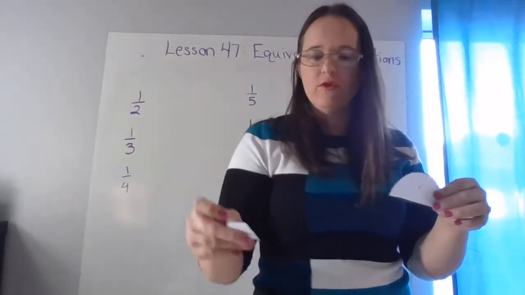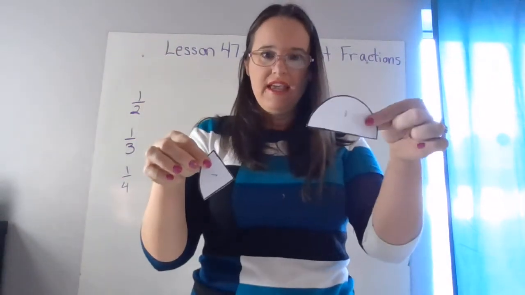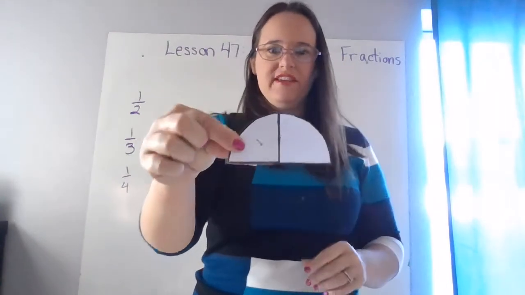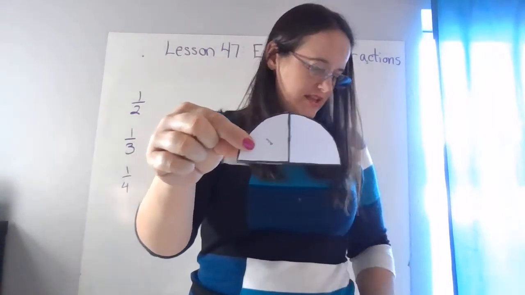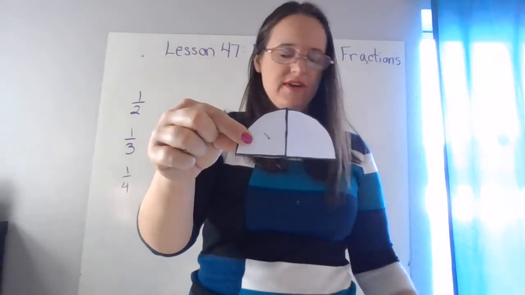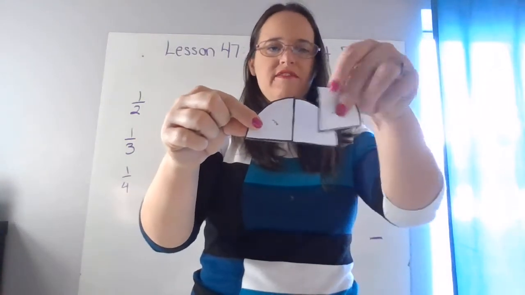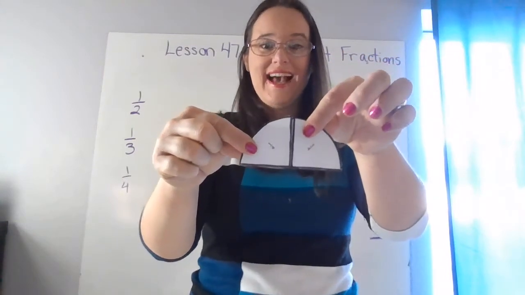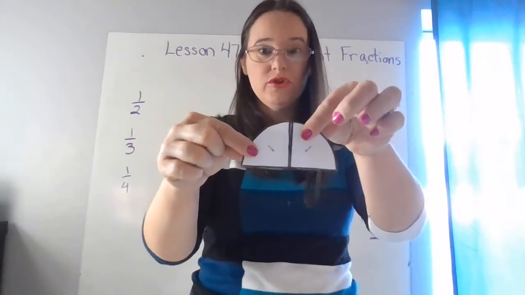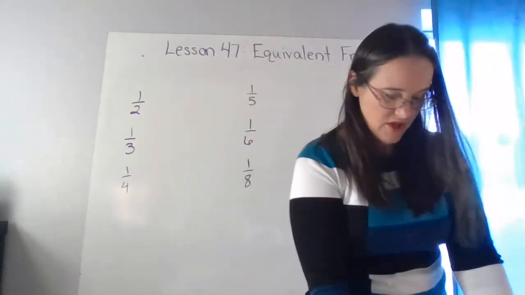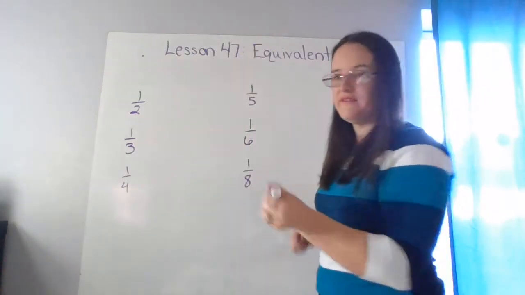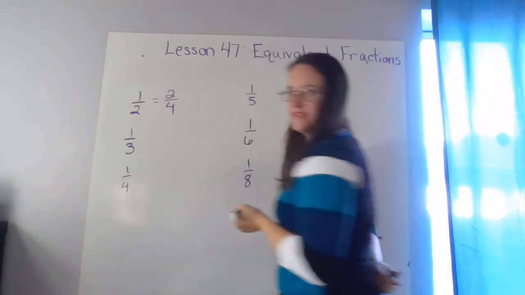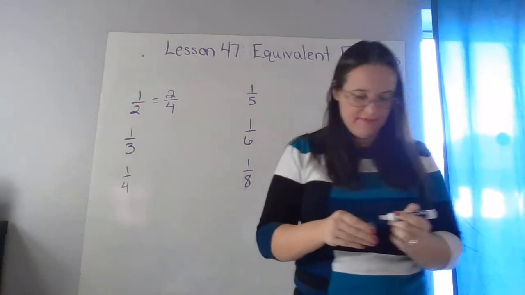Let's take a look at the fourths. So here's 1/4, here's 1/2. If I lay one right on top of the other, ooh, that's looking promising. 1/4 is less than 1/2. But if I stick another fourth there, it's exactly the same. So 2/4 is equal to 1/2. We say they're equivalent fractions. 1/2 is the same as 2/4. And we can write it like this.